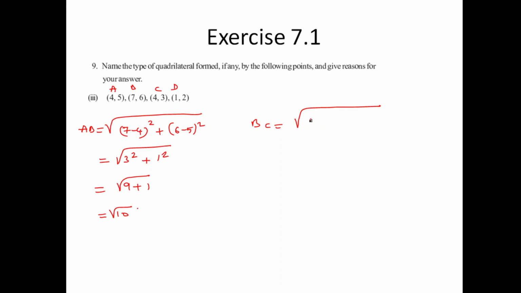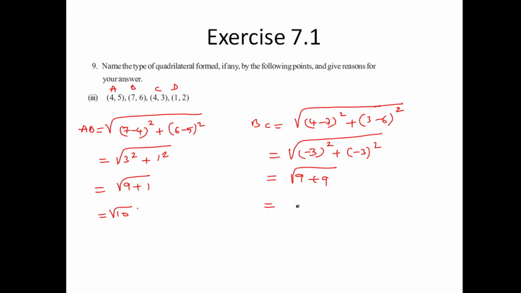Okay. So similarly, let me find the value of B to C. That is x2, 4 minus 7, plus 3 minus 6, right? So this comes out to be what? Minus 3 whole square plus this also minus 3 whole square, isn't it? So here we have 9 plus 9 only. So this is root 18.